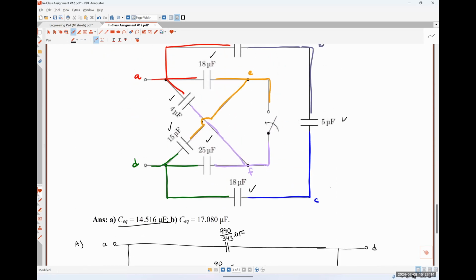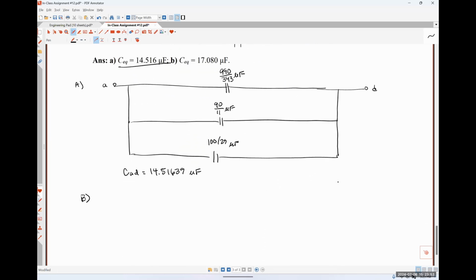So in part B, our switch is closed. And so I'm going to erase this purple bit right here. And I'm simply going to continue node E like this. So really all that did is connect nodes E and node F from our previous example together. So our outside path is going to be the exact same thing. So I'm going to leave that as 990/343 because we've already done that part.